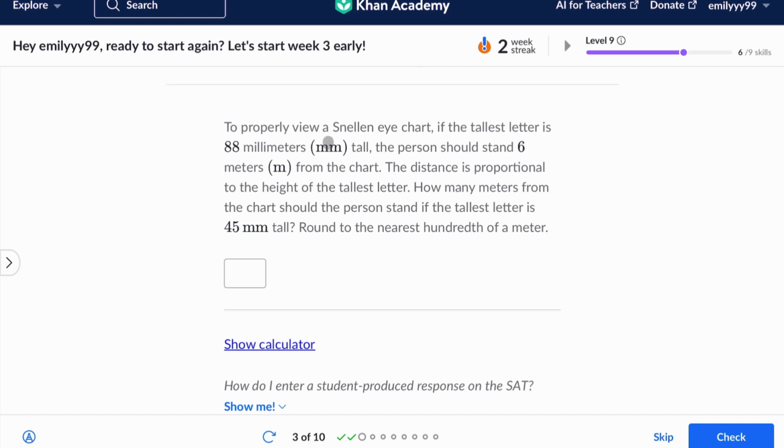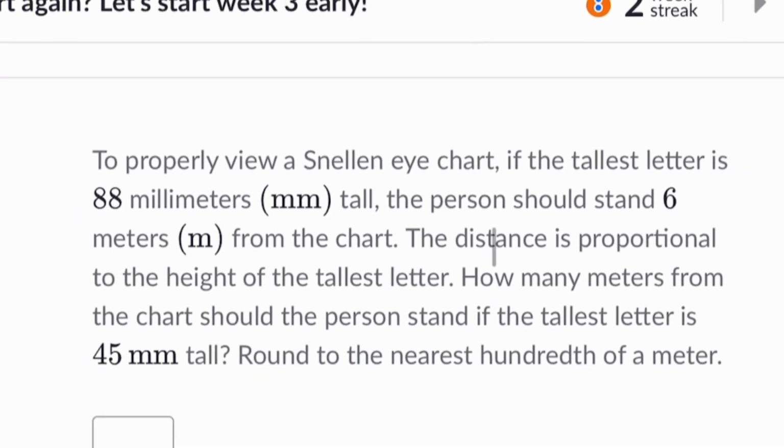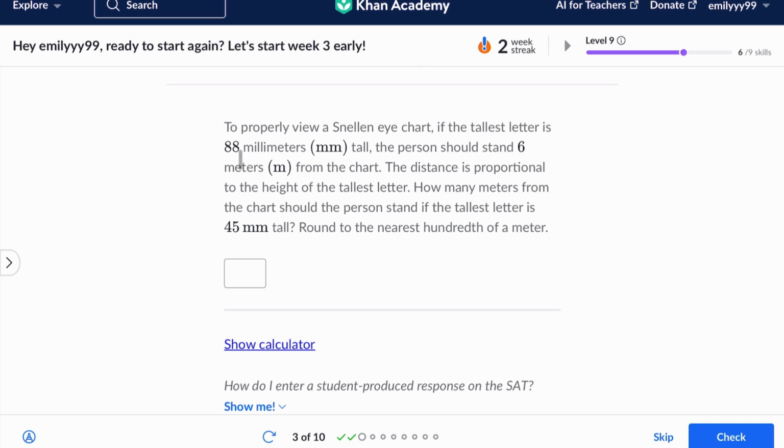Alright, to properly view a Snellen eye chart, if the tallest letter is 88 millimeters tall, the person should stand 6 meters from the chart. The distance is proportional to the height of the tallest letter. How many meters from the chart should the person stand if the tallest letter is 45 millimeters tall? Round to the nearest hundredth of a meter.